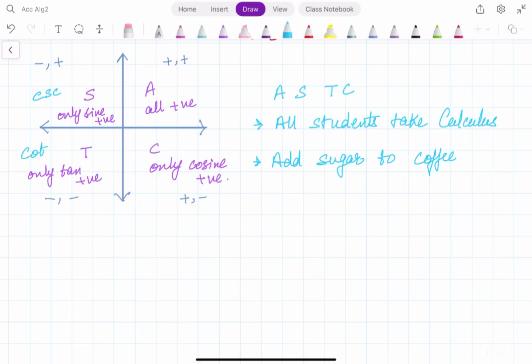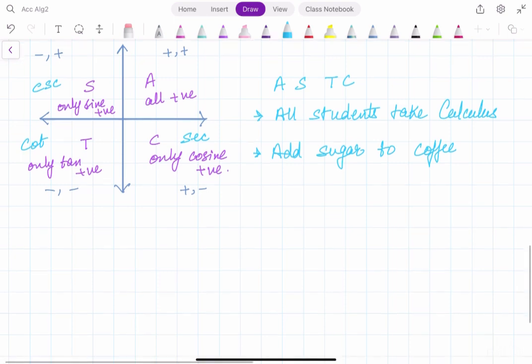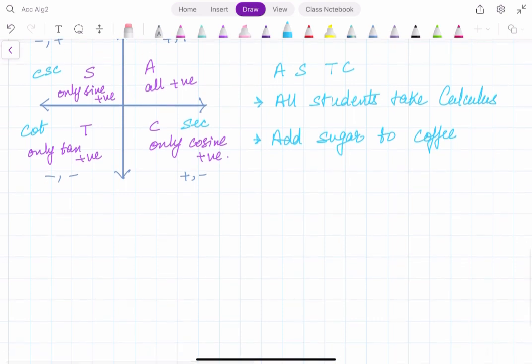Okay, so let me write cosecant, cot, secant, and they are also positive in those quadrants. Apart from these positive trig ratios, others will be negative. Okay, let's take one example.